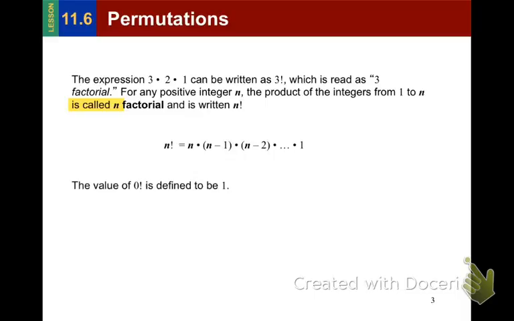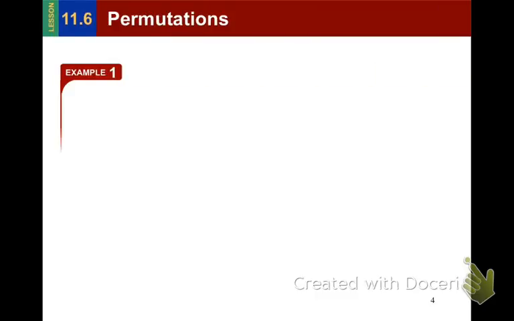And the value of 0 factorial is defined to be 1. This is a bit of a confusing concept for students. However, you have to realize that what we're talking about is a method of counting, and how many ways can you count 0? That would be at least 1 way. So it's defined that way, and when we use our technology and our calculators, you will be able to experiment with that. So let's take a look at an example.